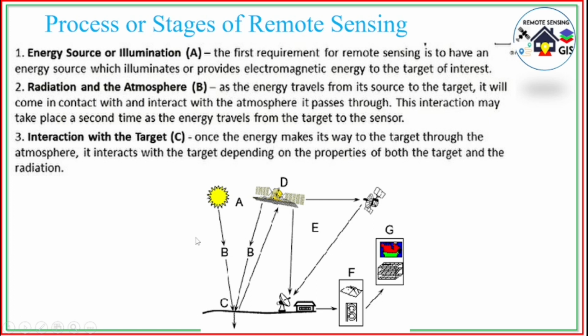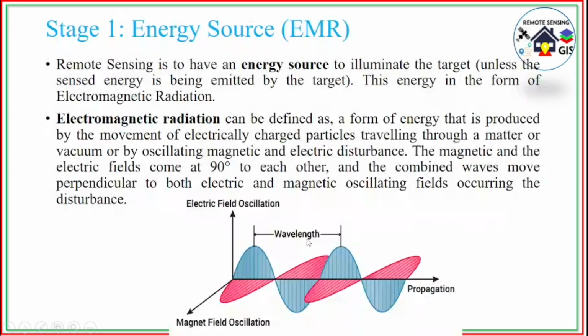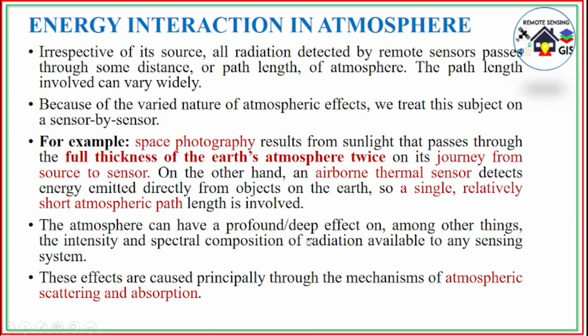So in its journey, this phenomenon occurs two times. The energy covers the full thickness of the earth atmosphere twice on its journey from source to sensor. The source is basically the sun, or an artificial energy source like radar or lidar. On the other hand, an airborne thermal sensor detects energy emitted directly from objects on the earth, so a single, relatively short atmospheric path length is involved. Is this line clear to everyone? Yes, sir. Okay.